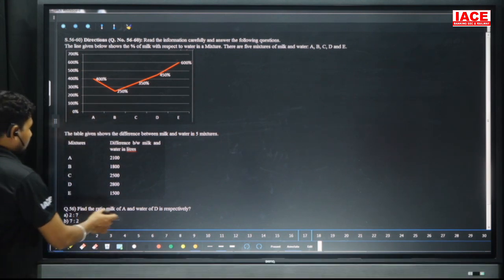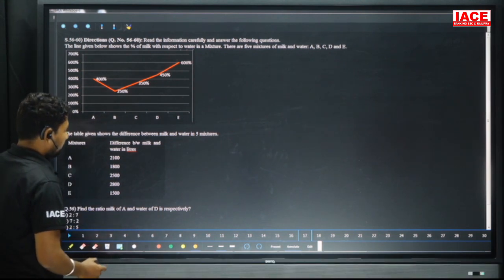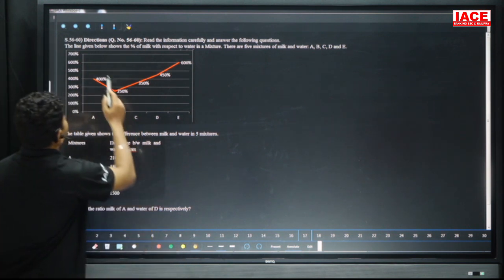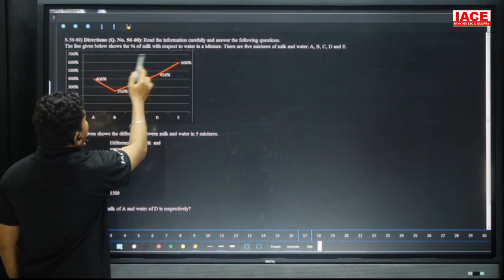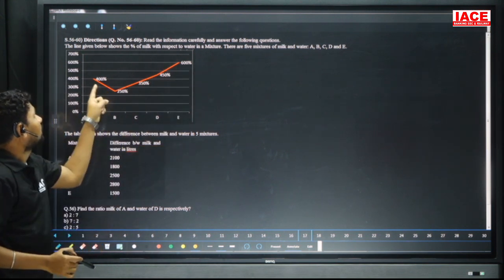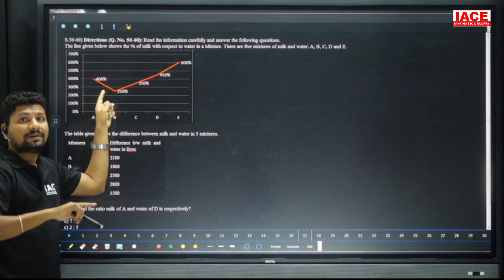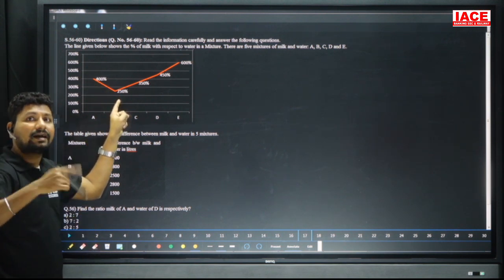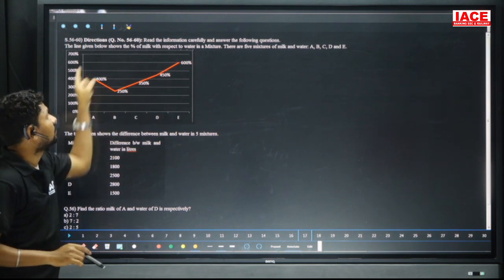Based on this we have to find the ratio of milk in A and water in D respectively. What is the percentage given? The line graph shows the percentage of milk with respect to the mixture. This is the milk percentage. 400 percent milk means up to 100 percent of water. Overall 500% is the mixture. 250 percent is the milk and 100% is the water. And this is the only milk value.